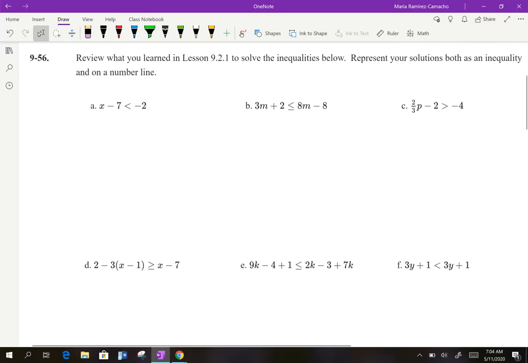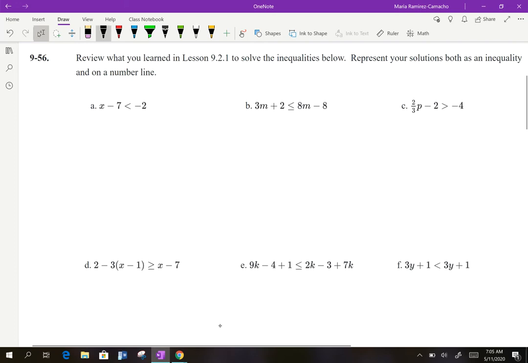9-56 is our first problem, and it says review what you learned in lesson 9.2.1 to solve the inequalities below. Represent your solutions both as an inequality and on a number line. So we had some practice with this on Friday. I want you to remember that when we solve an inequality and we represent it on a number line, we want to first find the boundary point.